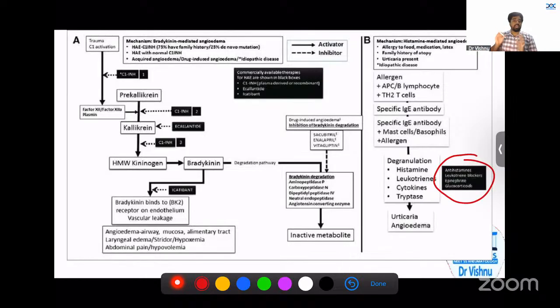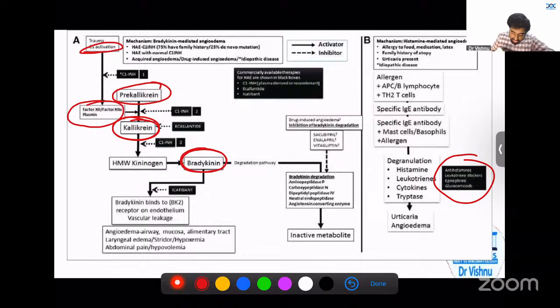So bradykinin is there in the body. Sometimes it's produced naturally in the body. The body actually has a lot of mechanisms to stop that particular process. For example, bradykinin essentially comes from kallikrein, and kallikrein comes from prekallikrein, right? So here prekallikrein again comes from your C1 activation via factor 12, 12A and plasmin. This is the basic pathway that occurs. Eventually bradykinin forms. Bradykinin binds to the bradykinin 2 receptor, causes endothelial cell separation, vascular leakage, and eventually angioedema occurs. So this is your pathway of bradykinin mediated angioedema.